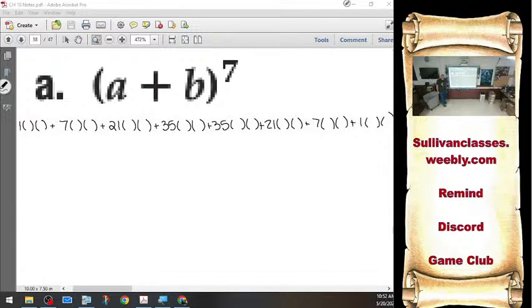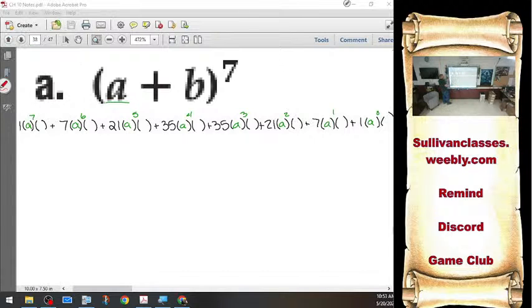Because it's not always that easy. We're talking about the process now for when it's not easy. Do you remember what I do with all of my A terms? Descending order. A to the 7th, A to the 6th, A to the 5th, to the 4th, 3rd, 2nd, 1st, 0.